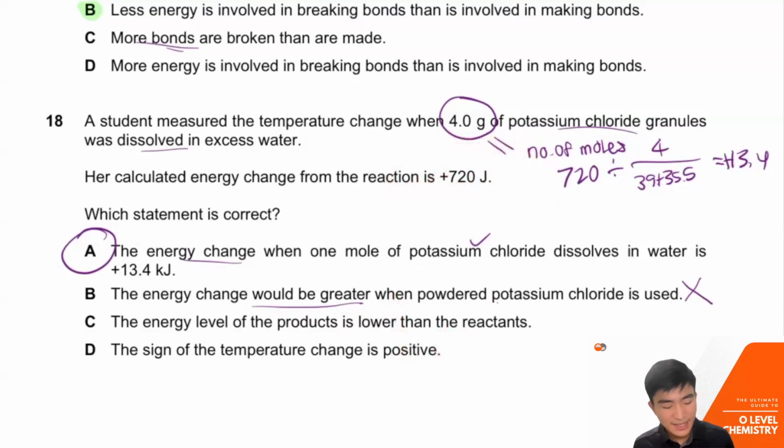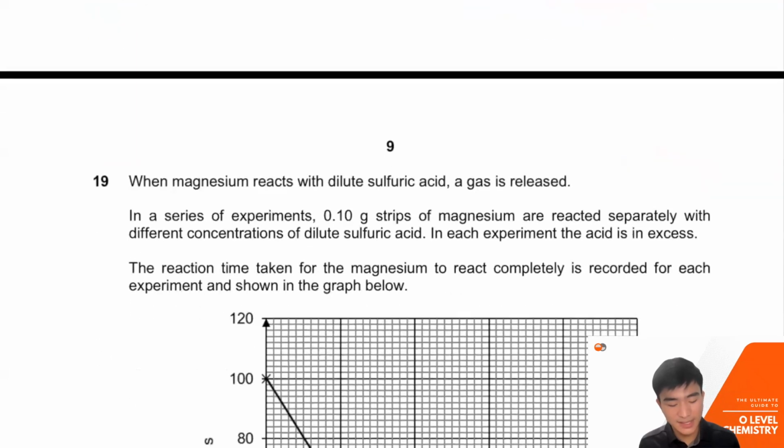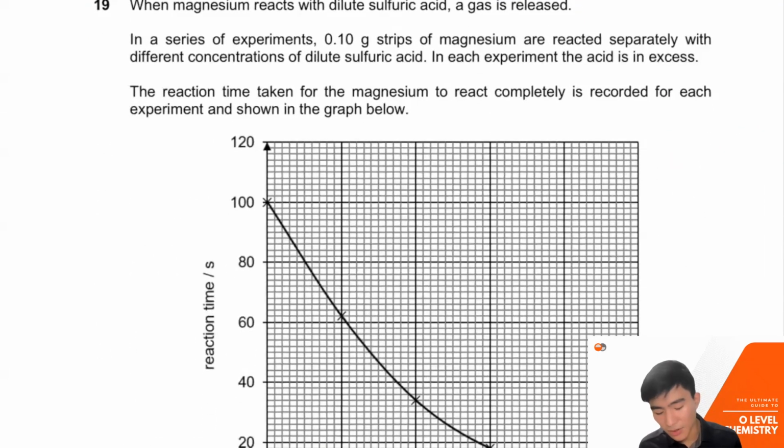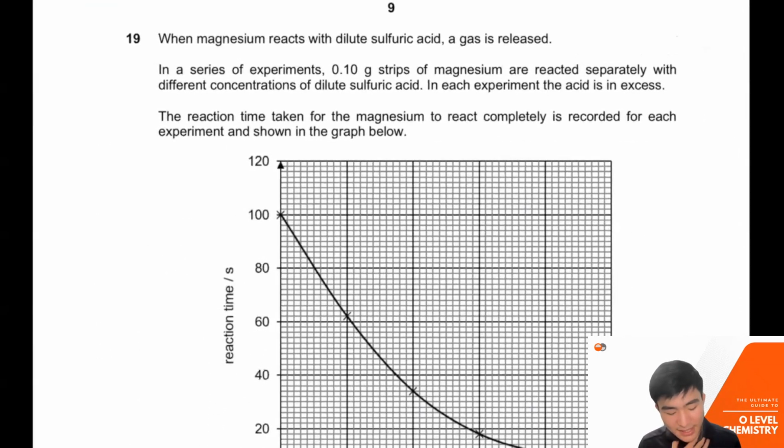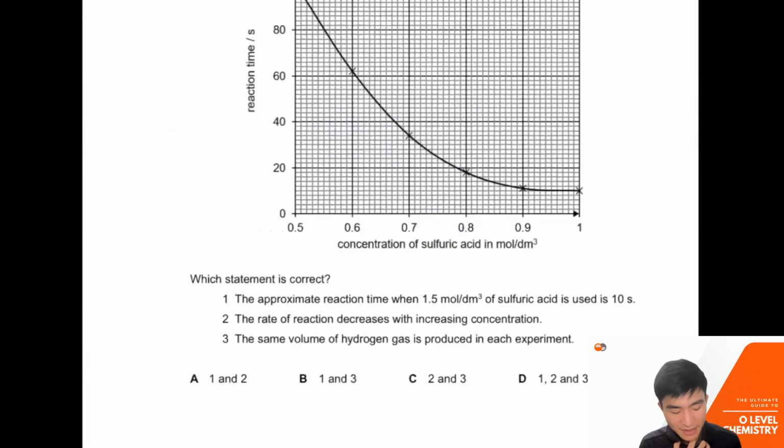Okay? Can question 18 okay? I think most of us are okay with question 18. Answer A. Now 19 is the long question. 19 is the one that is a very, very long question.